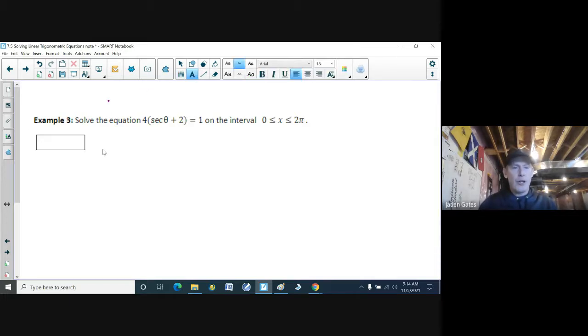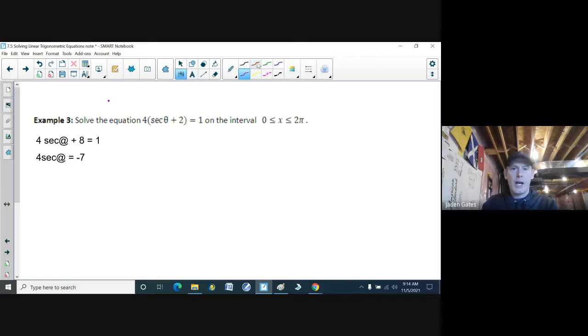So the first thing, again, I'm going to do is simplify this equation. I'm going to multiply using the rainbow rule. So I'm going to have 4 times secant theta plus 4 times 2, which is 8, equals 1. I'm going to move that 8 over to the other side, so it becomes negative 8. And so 1 minus 8 would be a minus 7. I'm going to divide both sides by 4, and so I get secant theta equals negative 7 over 4.